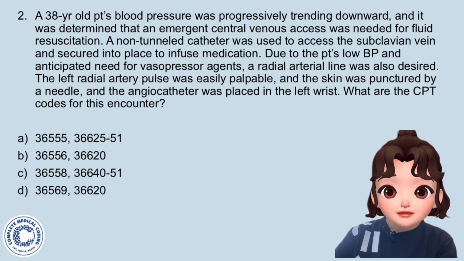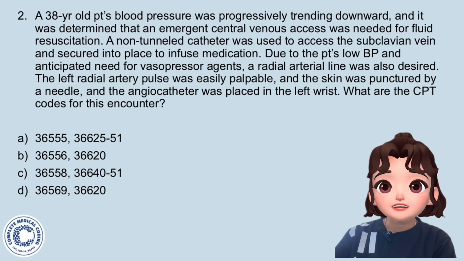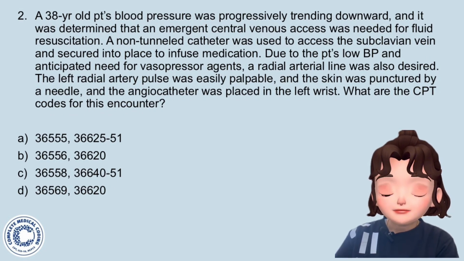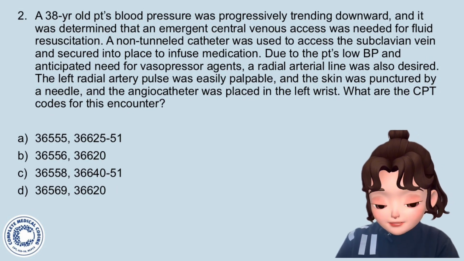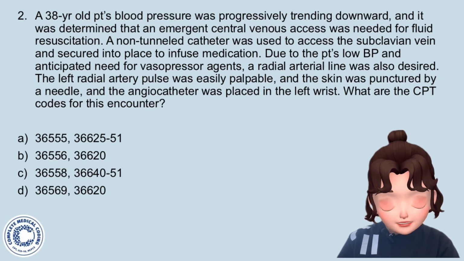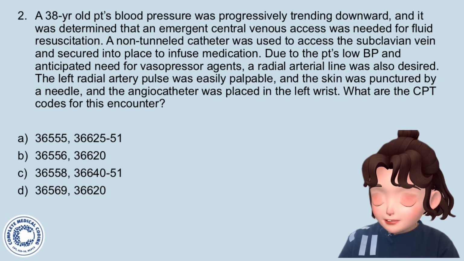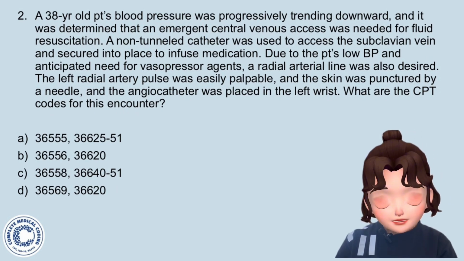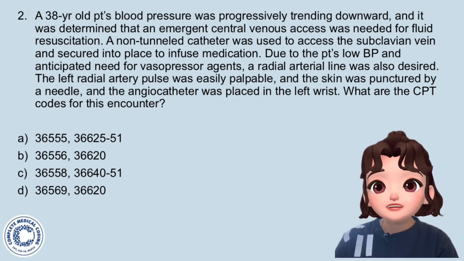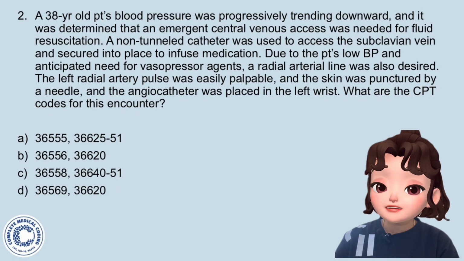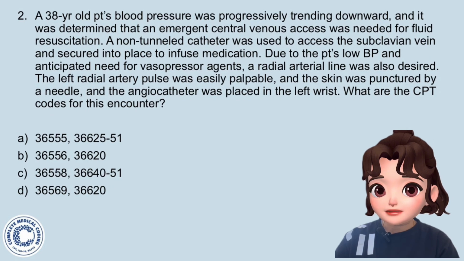First let us find out the insertion of catheter code. What is in options C and D? 36558 is insertion of tunneled centrally inserted central venous catheter. No, we need non-tunneled. So that is incorrect. And what is 36569? Insertion of peripherally inserted catheter. That is also wrong. So as in the question, it is a non-tunneled catheter, which is there in only one option, 36556, which makes your answer option B, right?